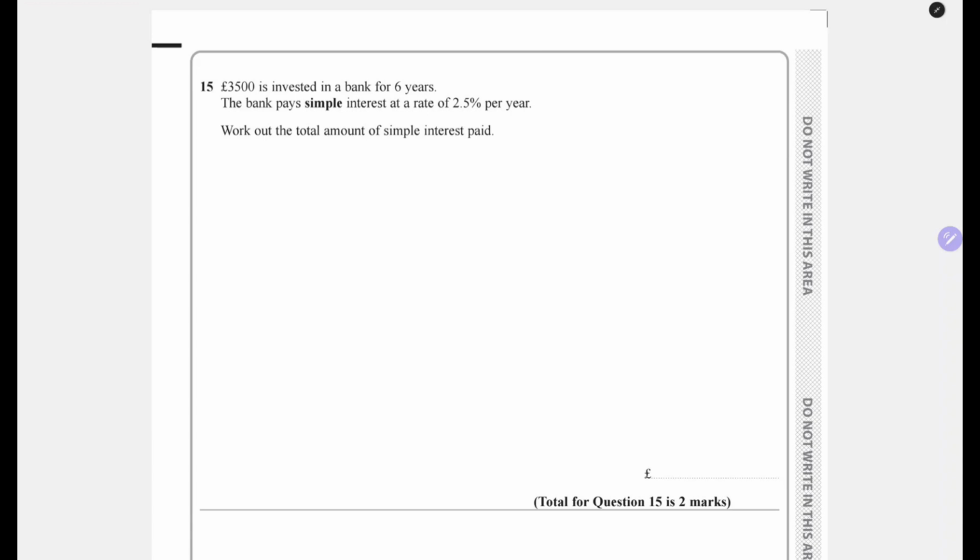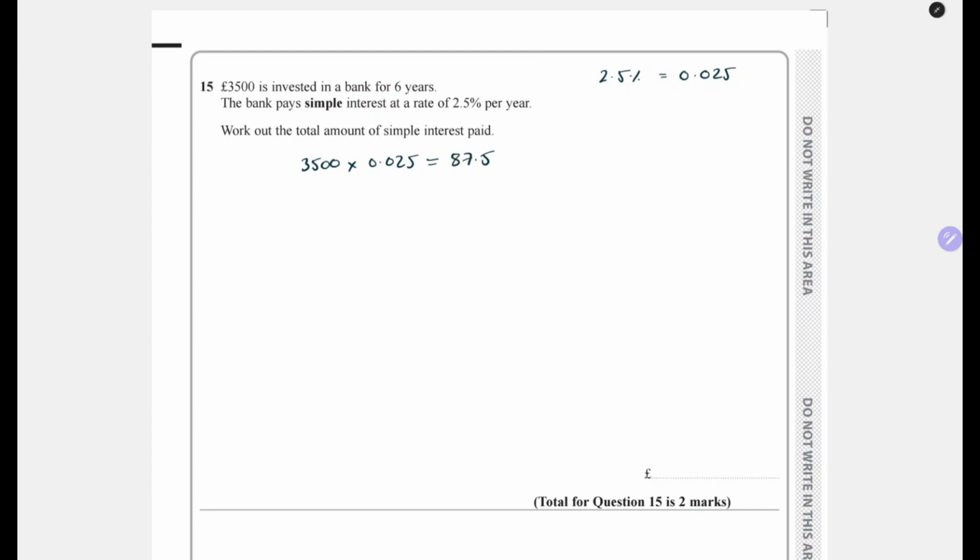Question 15 says £3,500 is invested in a bank for 6 years. The bank pays simple interest at a rate of 2.5% per year. Work out the total amount of simple interest paid. So we can work out the amount of interest paid for 1 year. That's 3,500 multiplied by the 2.5%. And we know that 2.5% is the same as saying 0.025.